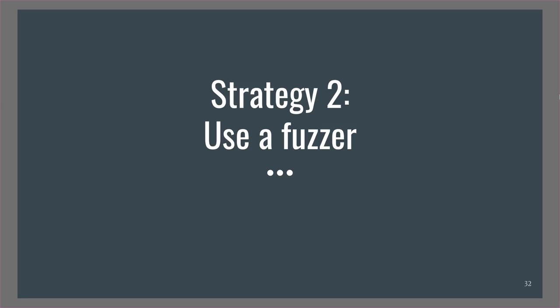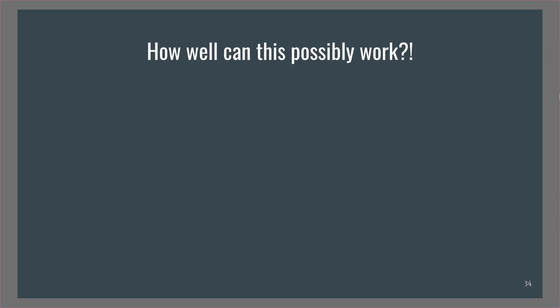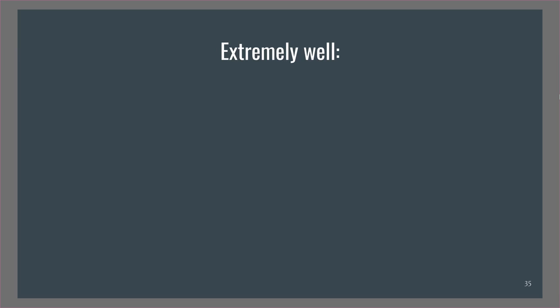But let's say you want to use a tool. The next easiest thing to do in most cases is to fire up a fuzzer, or automatic random tester. Given a program executable, fuzzers feed that executable a number of random or semi-random inputs. If the program ever crashes, they automatically report that crash to the user. This sounds pretty dumb, but it works extremely, extremely well in practice.